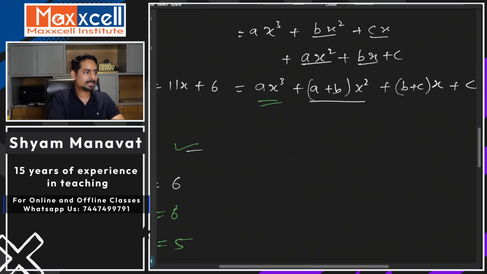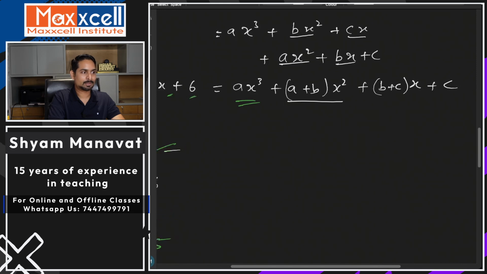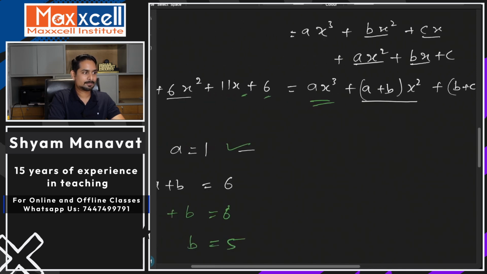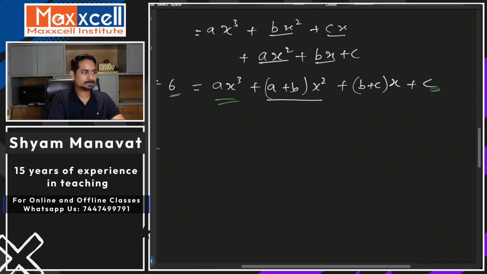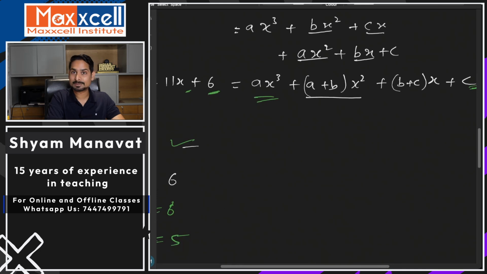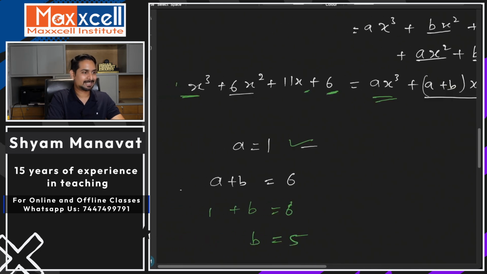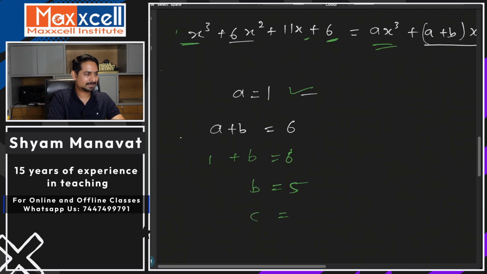Now c we already have. c is what? A constant term. The constant term equals 6 on the left hand side, correct? So c equals 6.